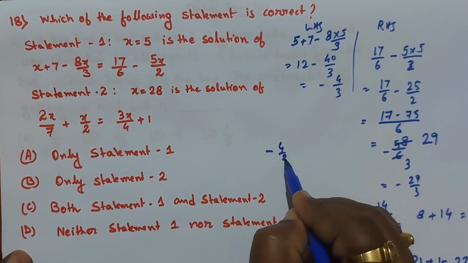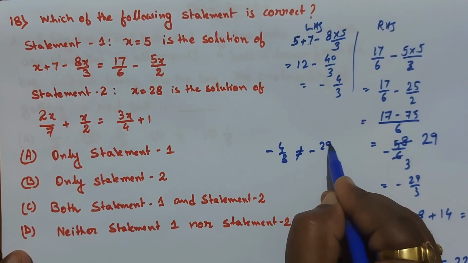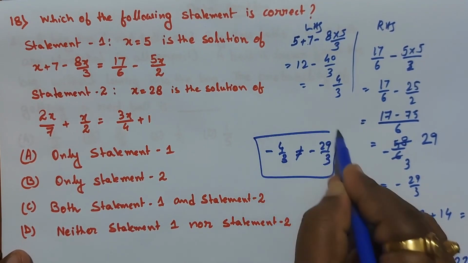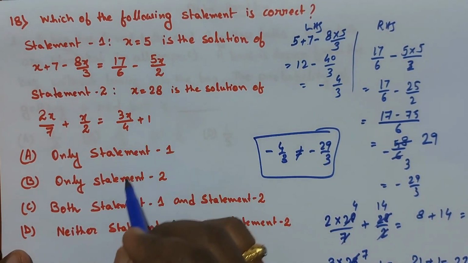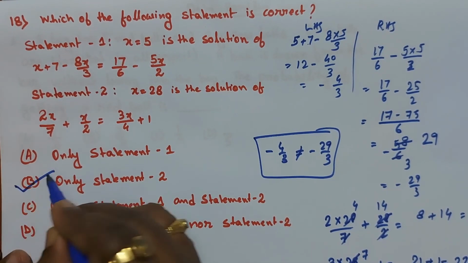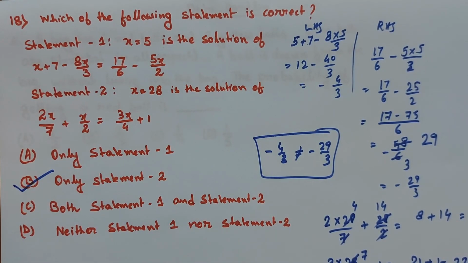Since minus 4 by 3 does not equal minus 29 by 3, the first statement is incorrect. So only statement 2 is correct. Option B will be our answer.